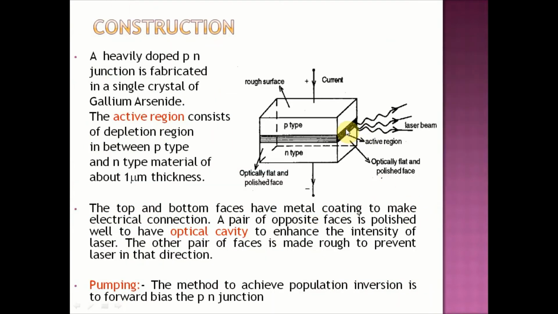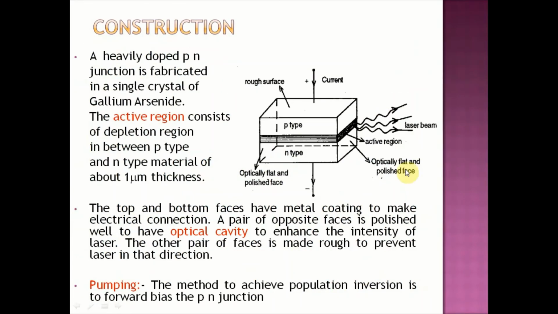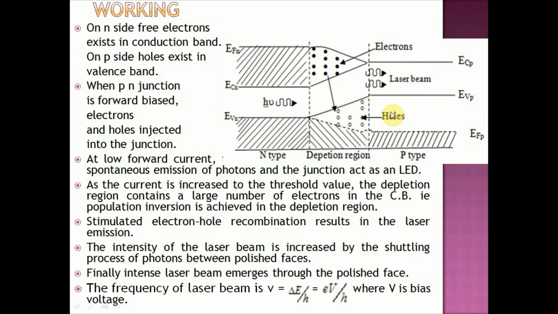Now this is polished surface one, and this is the second polished surface. This laser beam can be taken out from the polished surface. If the shuttling process between these two polished surfaces happens more, then a larger amount of laser beam can be taken out. Finally, an intense laser beam emerges through the polished surface. So only through the polished surfaces can the laser beam be taken out.